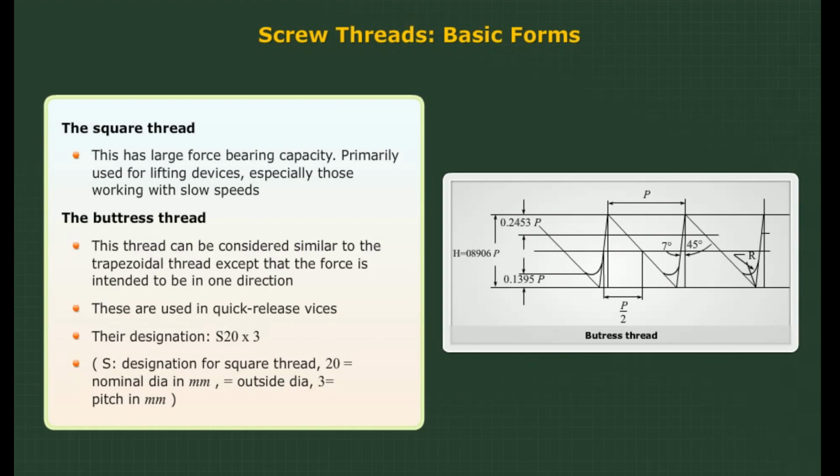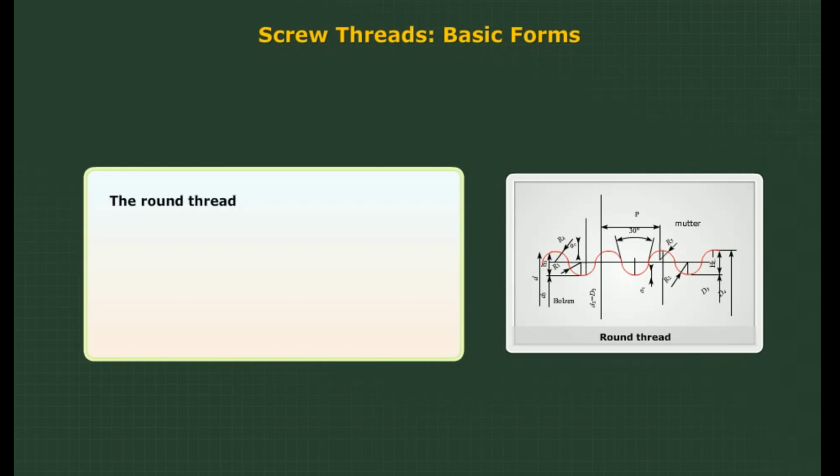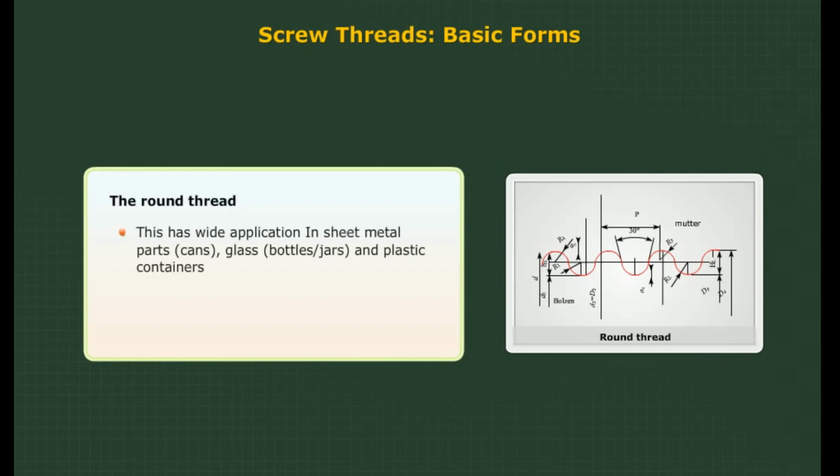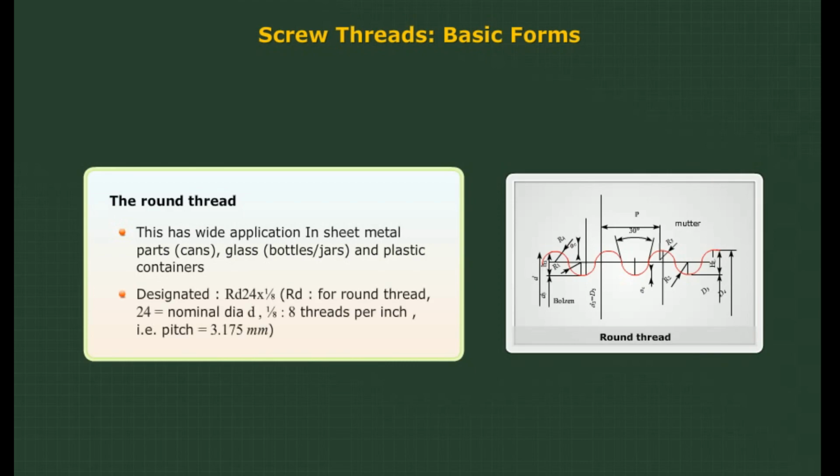S. Designation for square thread. 20 equal to nominal dia in millimeters equal to outside dia. 3 equal to pitch in mm. The round thread. This is wide application in sheet metal parts, cans, glass bottles or jars, and plastic containers, designated RD24 into 1 by 8.